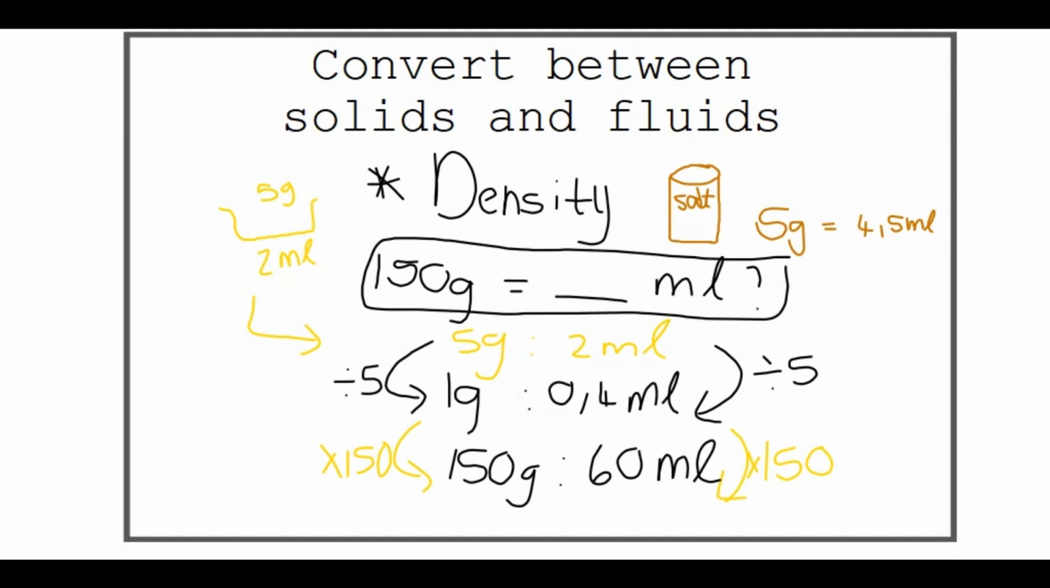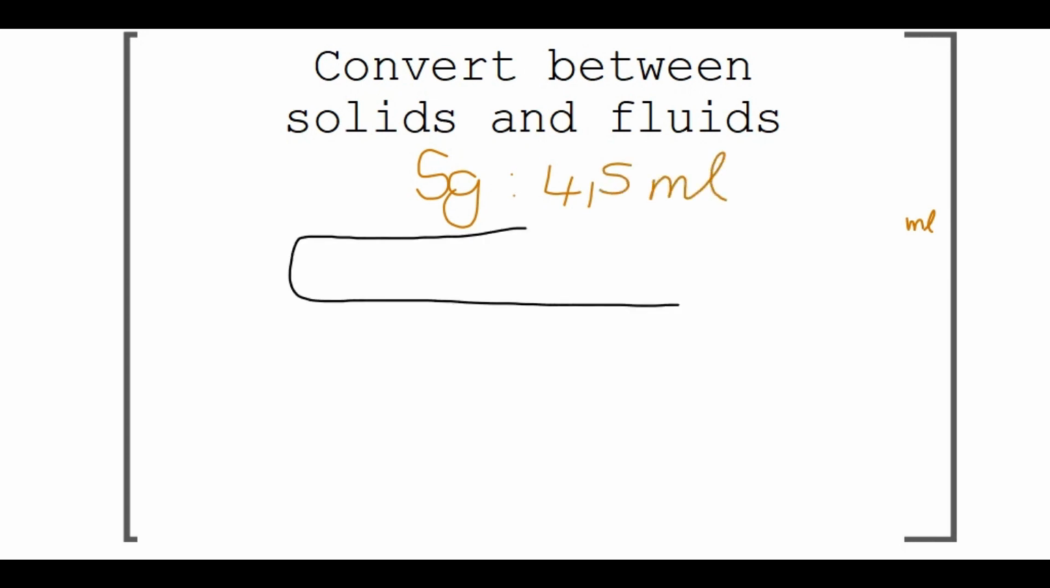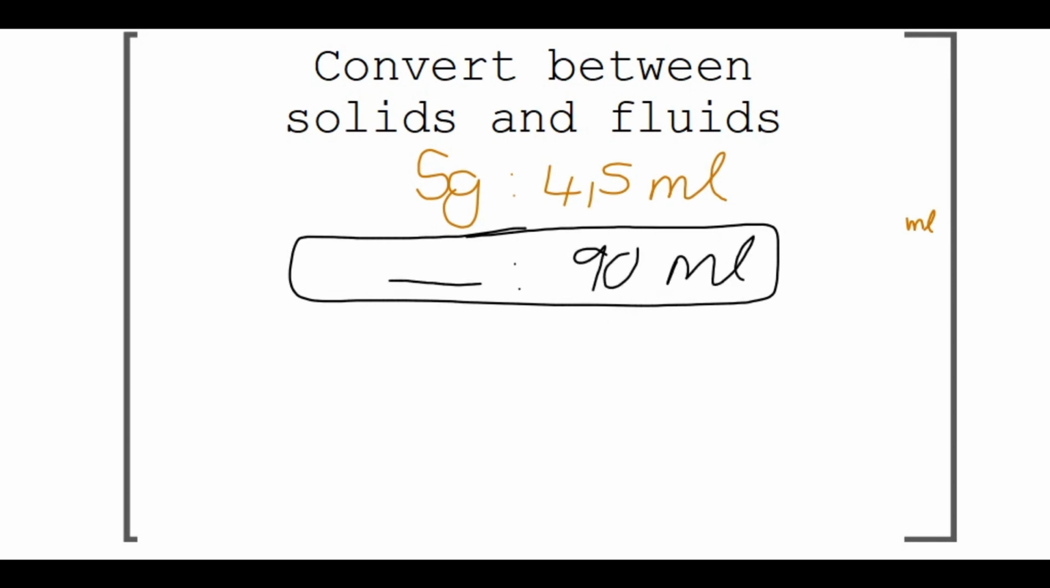Okay, now let's go back to the salt. In the salt example, it said 5 grams of salt to 4.5 moles. Now in our case, we asked a question. They say, if I have 90 moles of salt, what would that be in grams? So I have to convert it back to grams now. Remember what we do? We first write down our ratio. We say 5 to 4.5 moles.